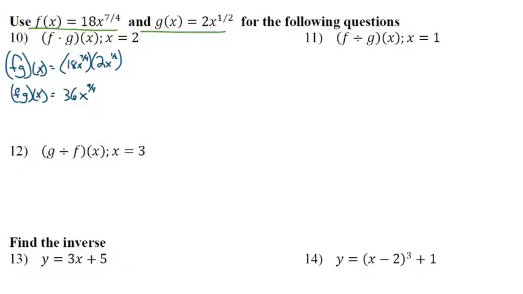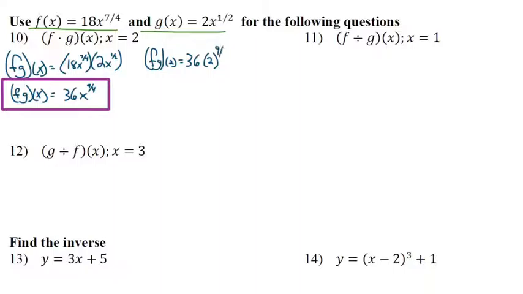They say evaluate it at 2. So there's your new function. And if they say evaluate it at 2, well, f times g evaluated at 2 equals 36 times 2 to the 9/4. I feel like I did this problem earlier. That's not going to come out pretty, because you can't take the 4th root of 2. Surely that's what that comes out to.